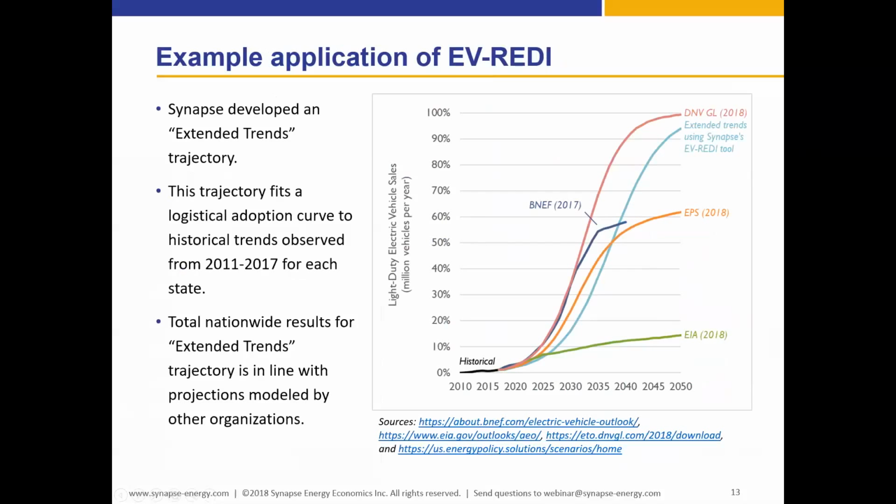So again, this is an example application of EV-REDI. It's not necessarily the trend that we think is going to happen, but it is interesting to see that an extrapolation of observed data points over the past couple of years gives you a trend that isn't that dissimilar from many of the national level projections that other organizations are putting out. And I do want to point out that for this blue line, we're developing a separate trend for each of the states and then adding them together to get the U.S. total so that it can be comparable to these other values.